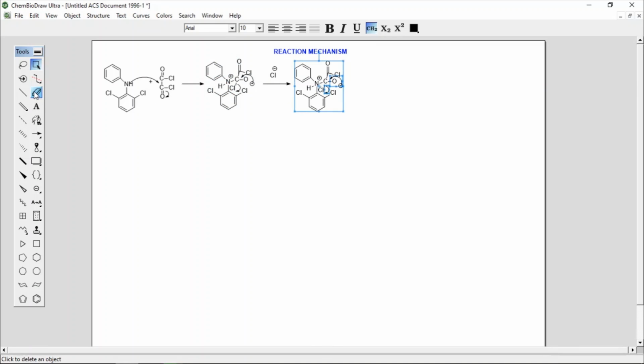So here this oxygen will form a double bond, Cl will not be there. Oxygen double bond. Now it's correct. Now this Cl minus, in the next step this Cl minus takes this hydrogen. So Cl is a leaving group. So in the next step this Cl minus takes this hydrogen.